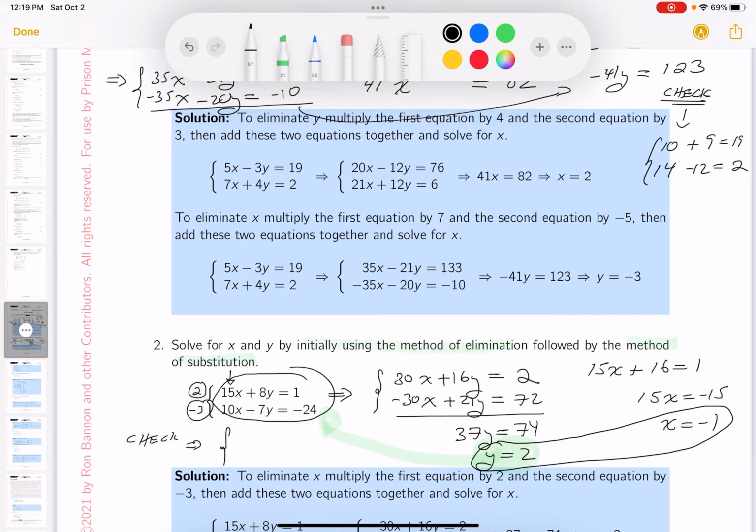This is the original. I'm going to plug in the minus 1 for x first. That's minus 15, minus 10. And then I'm going to plug in the y, which I believe is 2. That would be plus 16. And that would be minus 14. Well, if I looked at that, minus 15 plus 16 is 1. And minus 10 minus 14 is minus 24. Exactly what they said it was going to be. It's working out beautifully. Again, work is put down for a reason.